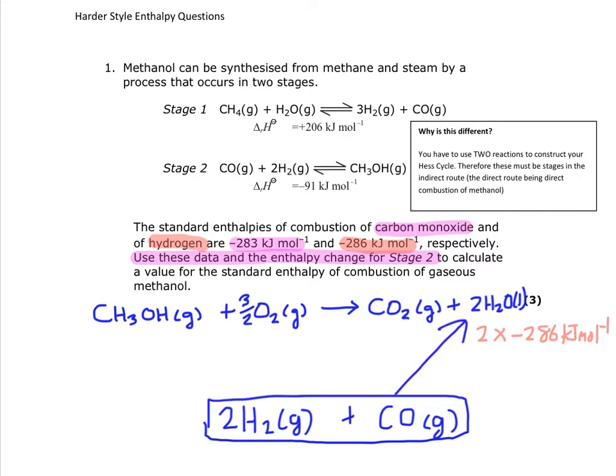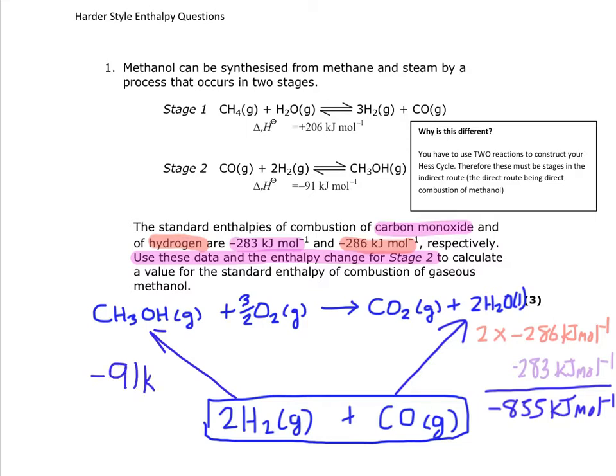So I start by putting in my hydrogens, my H2s, and there's 2 of them, so it's 2 lots of minus 286. And then I add my carbon monoxide, which is minus 283. So I total them up and that gives me minus 855 kilojoules per mole. Now, going from 2H2 and CO up to CH3OH, that also gives me stage 2. If you look closely at it, it's actually the reaction I've got to label. So this one. So going upwards, that would be minus 91 kilojoules per mole.